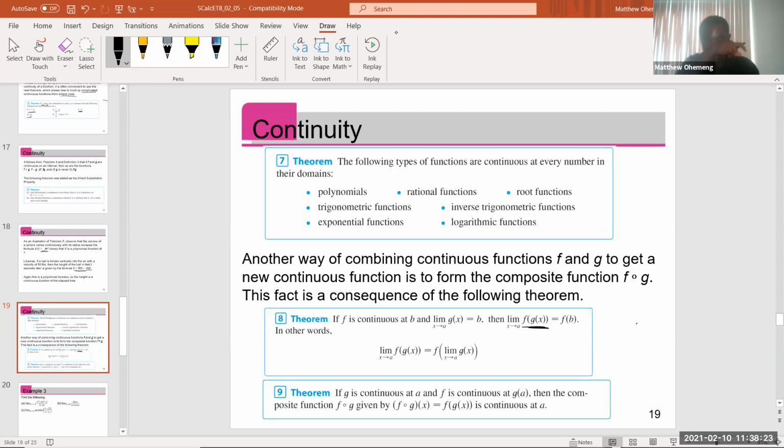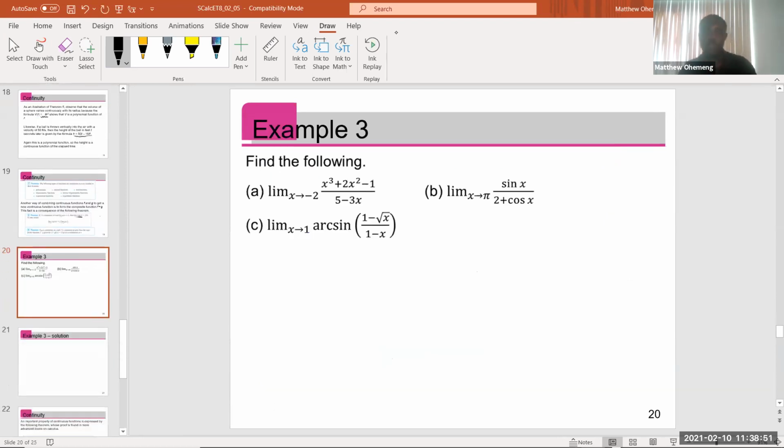Okay. So these are just definitions and more definitions, right? Another thing is if G is continuous at A and F is continuous at G of A, then the composite function is continuous at A, right? So as long as the inner function is continuous and the outer function is continuous at the limit of the inner function, then you just end up doing direct substitution for the composite function. Okay, so now with all these definitions, let's move on to these examples.